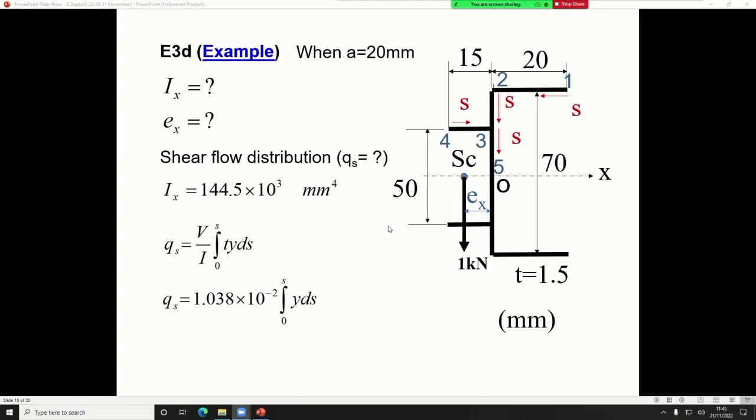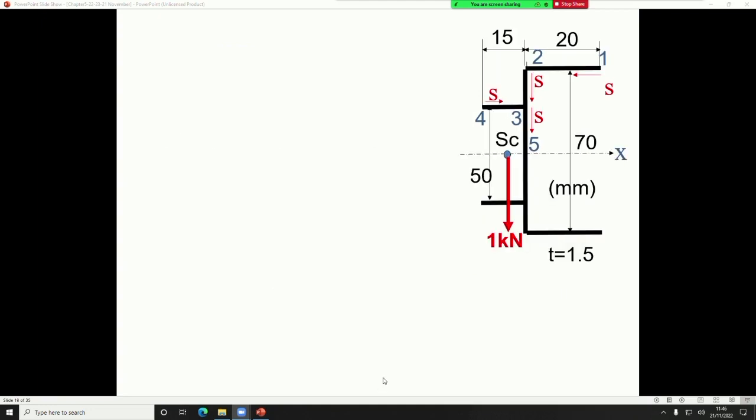So panels 1, 2, 2, 3, 4, 3, and 3, 5. I'm going to show you the solutions for these sections 1, 2, 3, and 4. Starting with 1, 2: 1, 2 is parallel to the x-axis, so y is equal to 35. This is 70, it makes it 35.